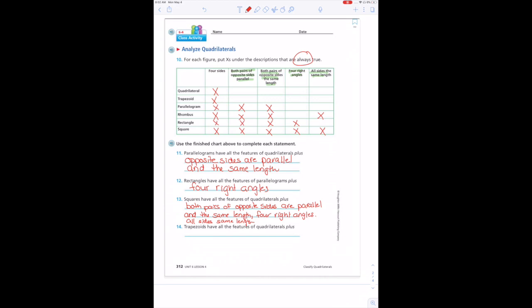All right, so let's go down here to trapezoids. Trapezoids have all the features of quadrilaterals plus what? Well, we don't have it marked, but the only difference is there's only one pair of parallel lines.